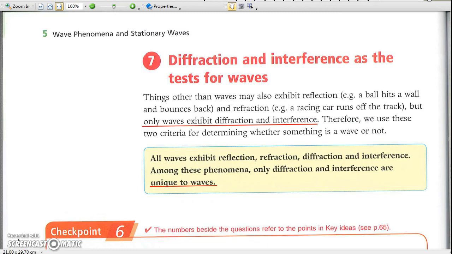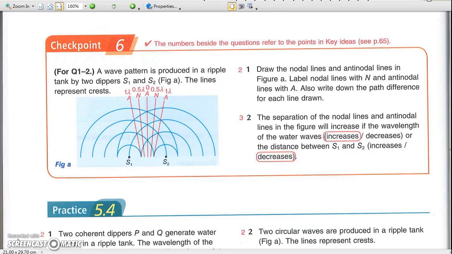So if something can perform interference and diffraction, it must be a wave. In book E2, you will see electron can also perform interference and diffraction, and so electron has a wave nature. Try checkpoint 6 below.